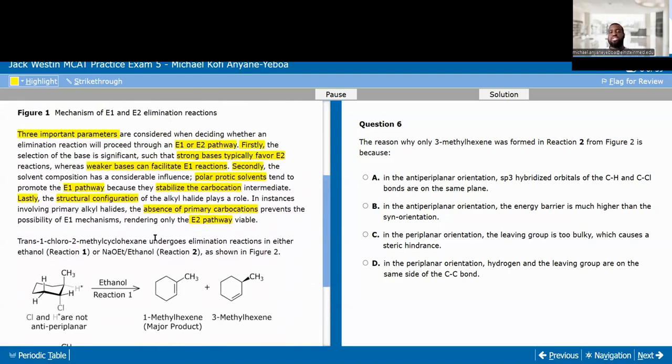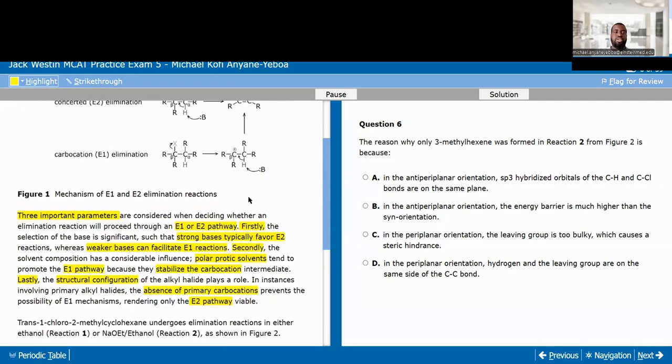Again, anything you see for the first time, you want to highlight it. You want to highlight transition words that actually help you list it. The way I'm saying this, firstly, secondly, and lastly, helps me easily find the three important parameters that are considered when determining which pathway a reaction is going to go through, right? So I really want to do a good job just highlighting the facts.